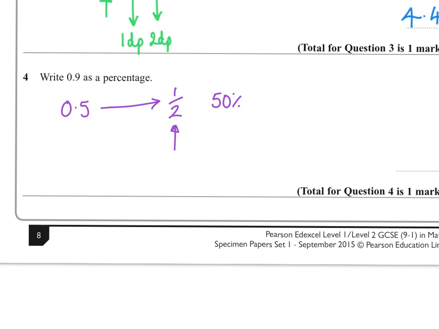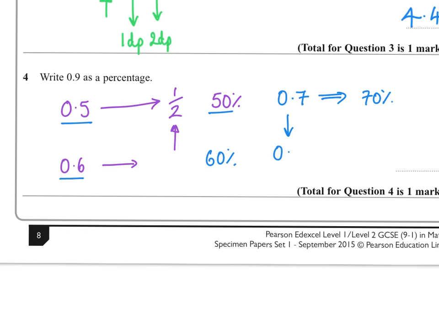Then I'd ask the question, and these are the kind of questions you must try and ask yourself when you revise, what would 0.6 be? Well, if 0.5 is 50%, then 0.6, it would make sense, would be 60%. And you could carry this argument up and say 0.7, that would be 70%. And then you could quite easily understand that 0.9 would indeed be 90%.